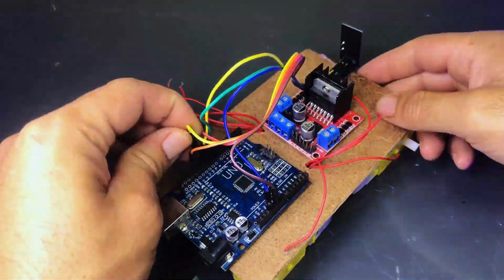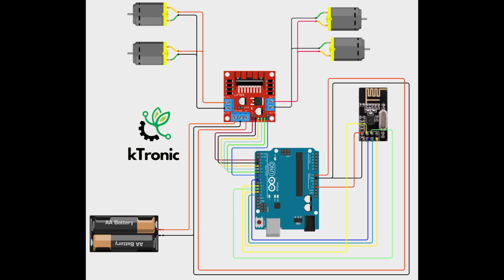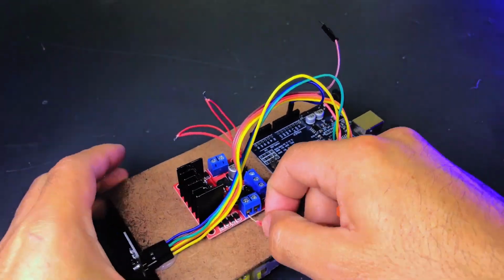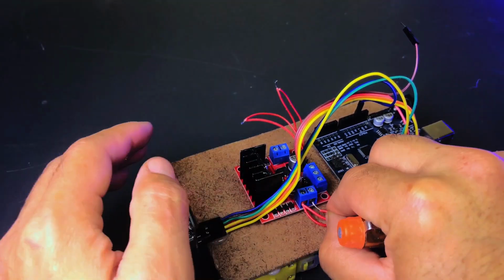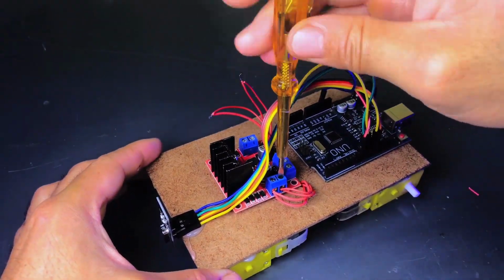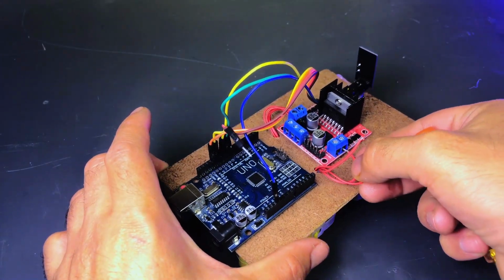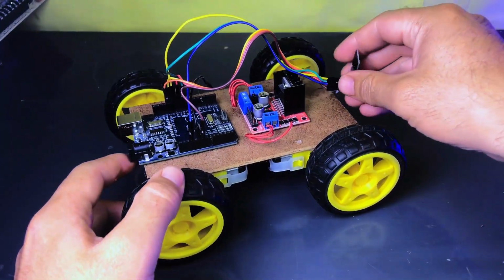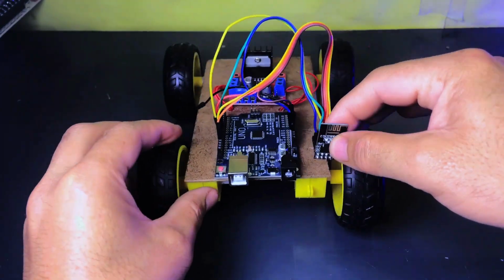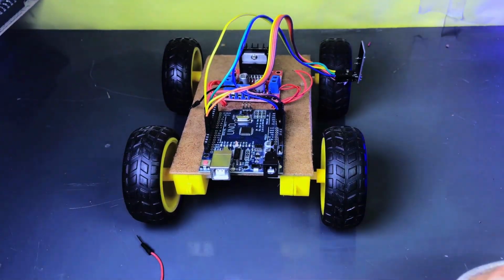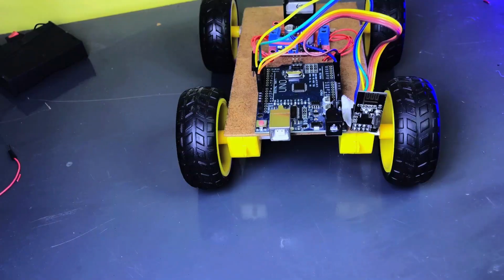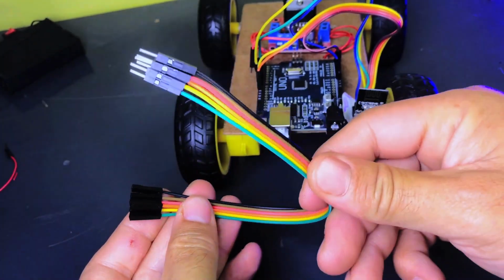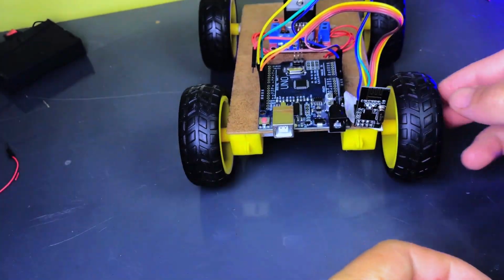After that, we will connect the motor wires to the L298 motor driver. Connect the L298 motor driver to the Arduino. Follow this chart to make the connections.